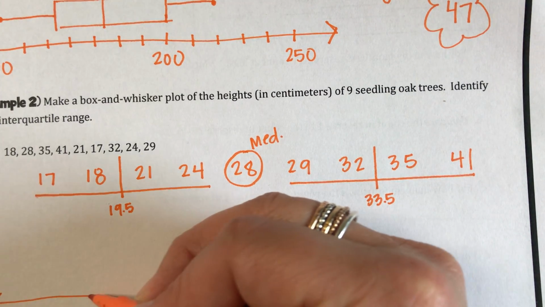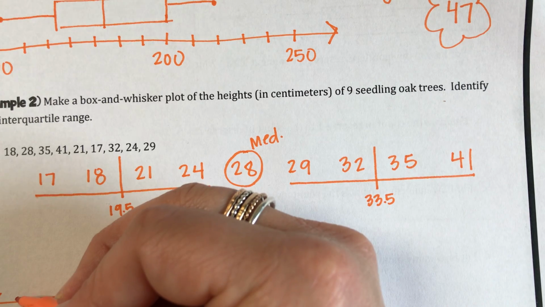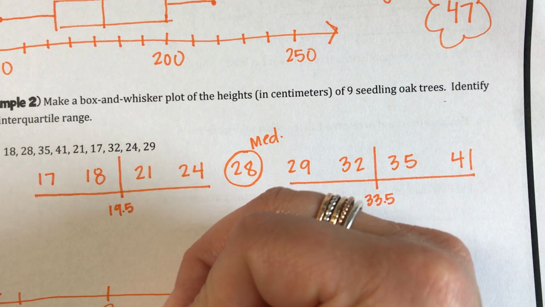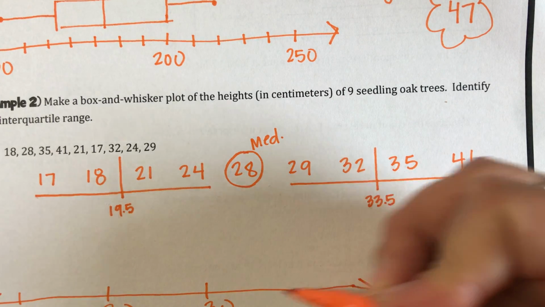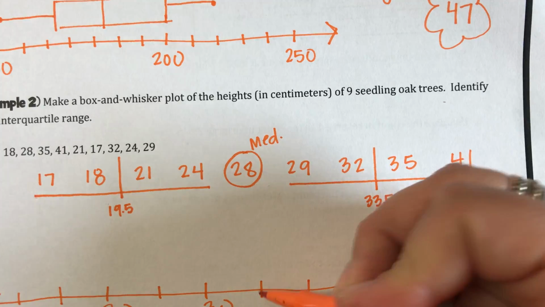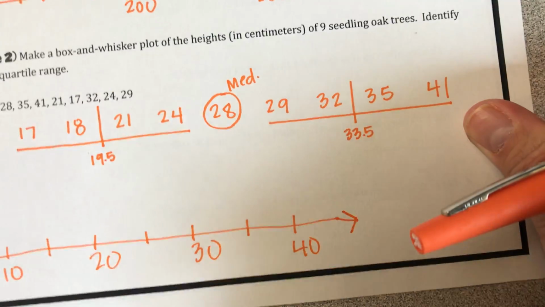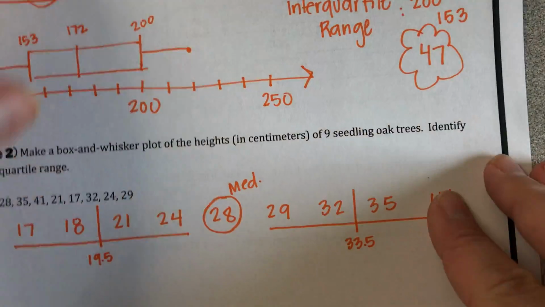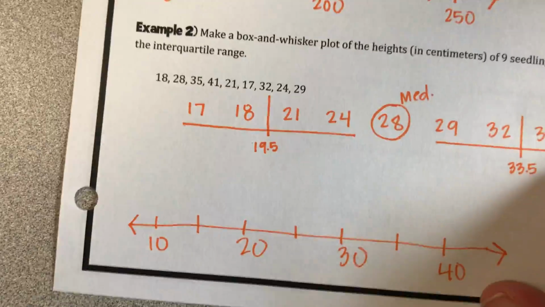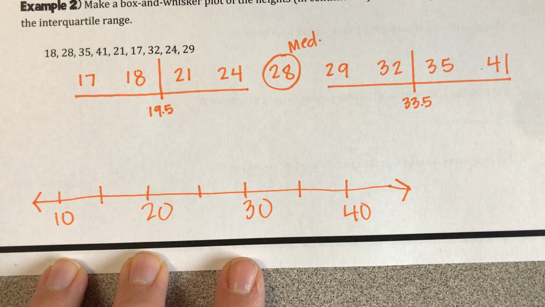So I'm just going to go 10, 20, 30, 40. And I'm going to put little tick marks in between to represent the 5s. Oops, you can't even see that. But there is my number line. I'm on the struggle bus with this one. There we go. Okay, that has all my numbers from 10 through 40.